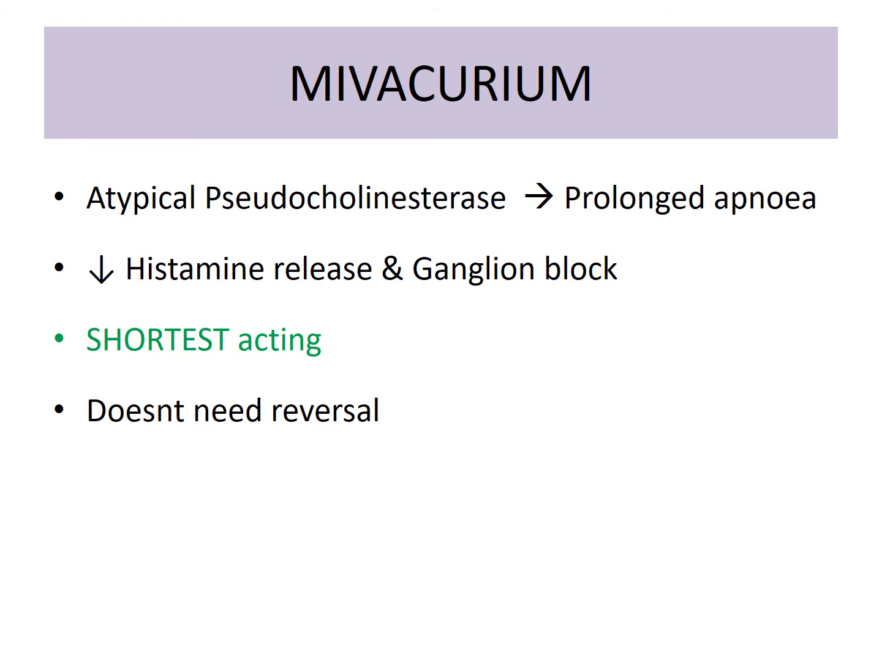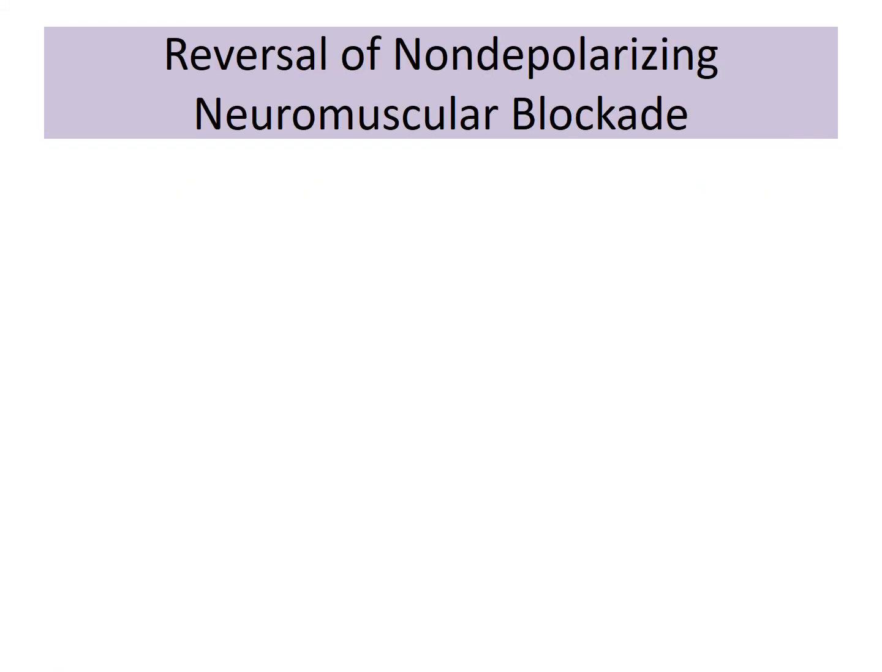This drug has decreased histamine release and ganglion blockade, so it does not produce that much complication when compared to d-TUBOCURARINE, and usually does not require any reversal with neostigmine, because this is a very shortly acting drug. In normal persons, it's metabolized by plasma pseudocholinesterase, so the usual cases do not require any reversal.